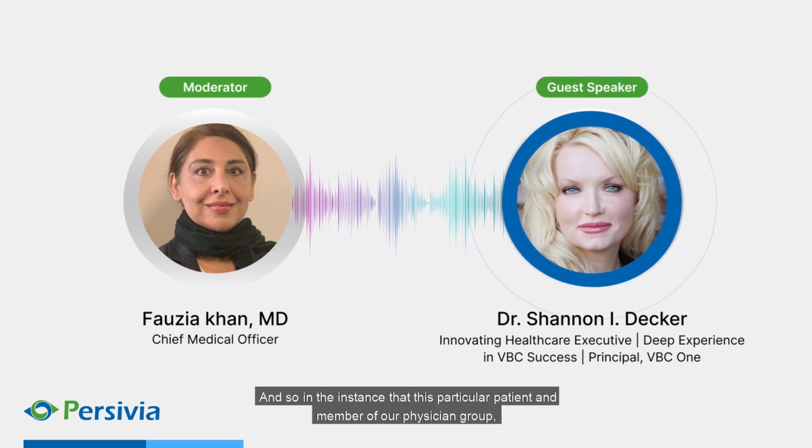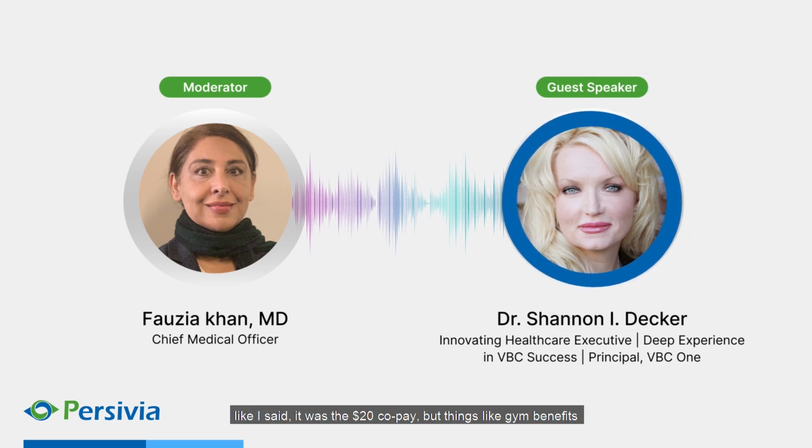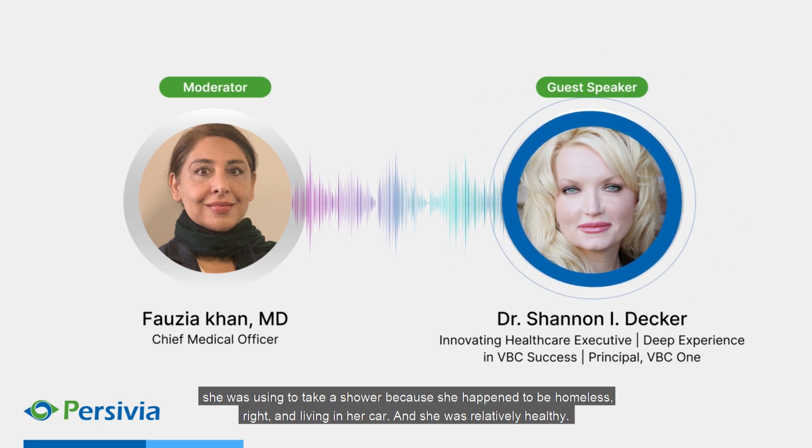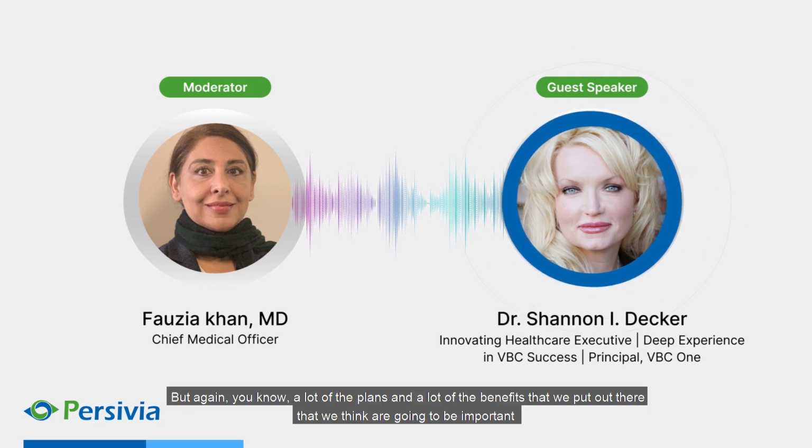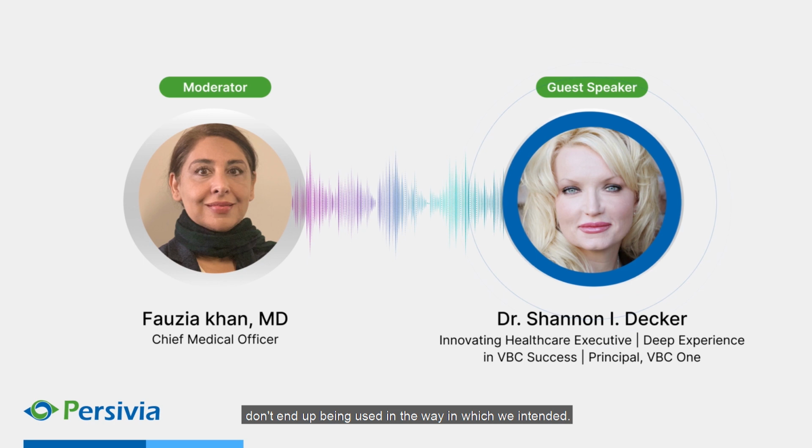And so, in the instance of this particular patient and member of our physician group, like I said, it was the $20 copay, but things like gym benefits she was using to take a shower because she happened to be homeless and living in her car. And she was relatively healthy. But again, a lot of the plans and a lot of the benefits that we put out there that we think are going to be important don't end up being used in the way in which we intended.